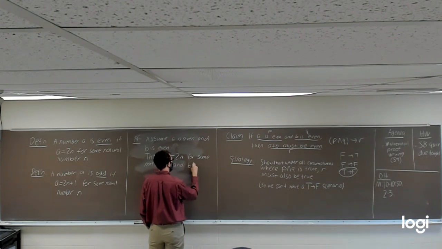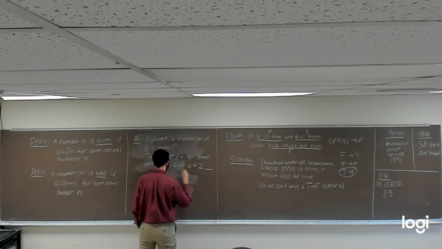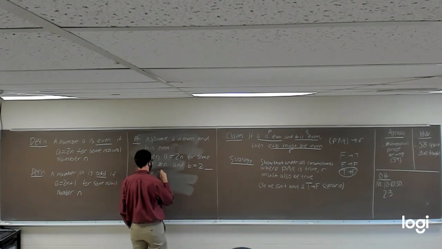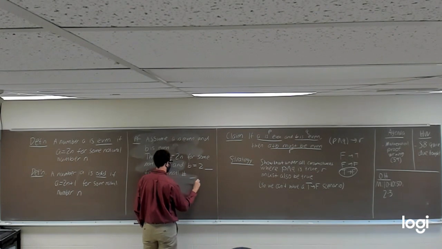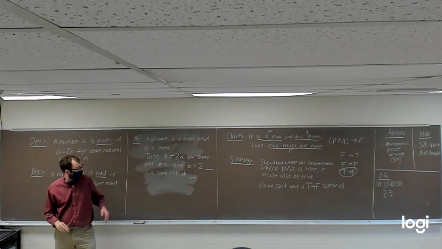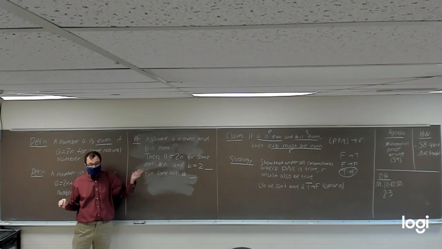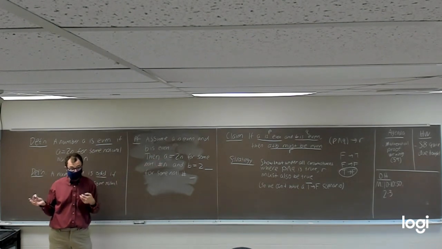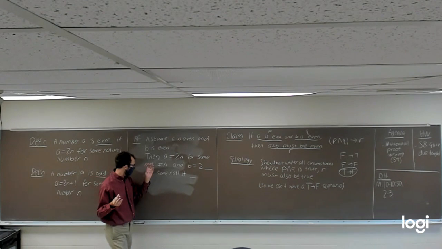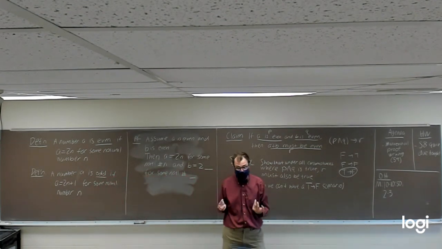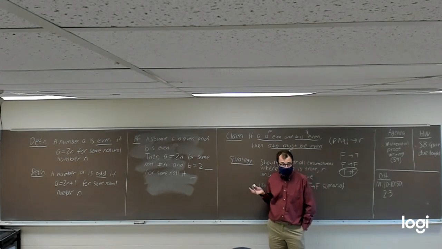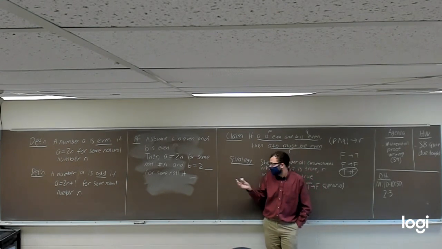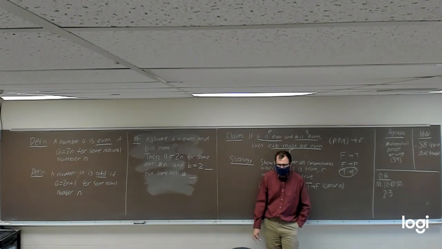And B is going to be equal to 2 times something, for some natural number something. So A is even means A has to be equal to 2 times n for some natural number n. If B is even, then B has to be equal to 2 times some natural number. What would you all like to call the something that B is equal to 2 times? We need a variable name for that.